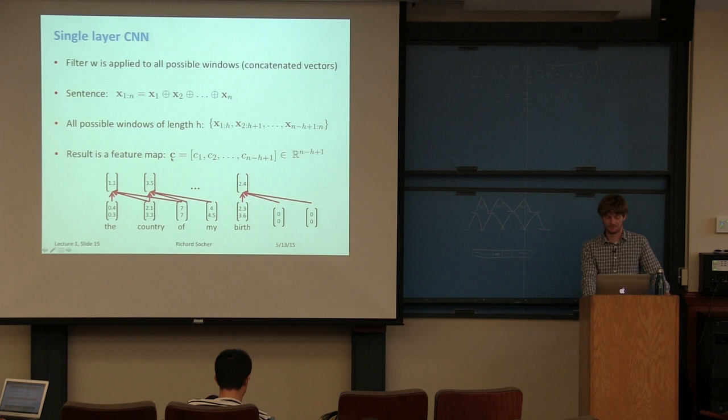All right, so that was basically the simplest definition of a convolution. Just a bunch of inner products, one at a time, with the same weights at every location.